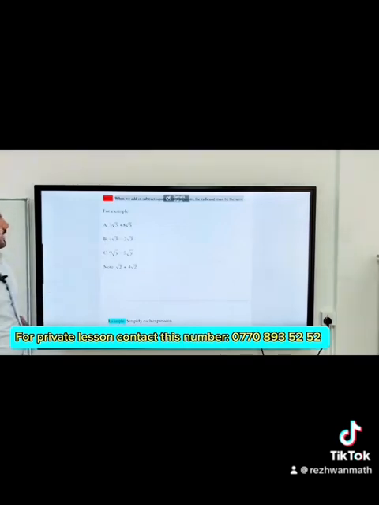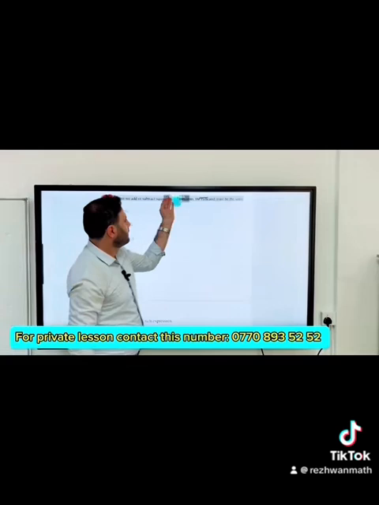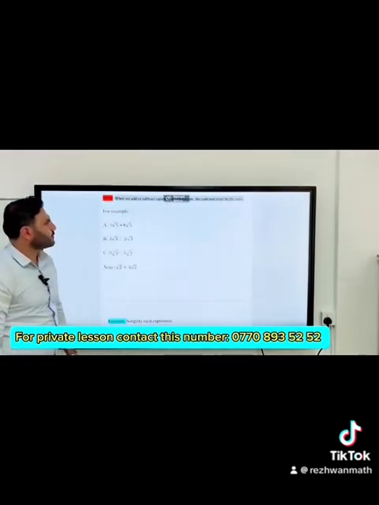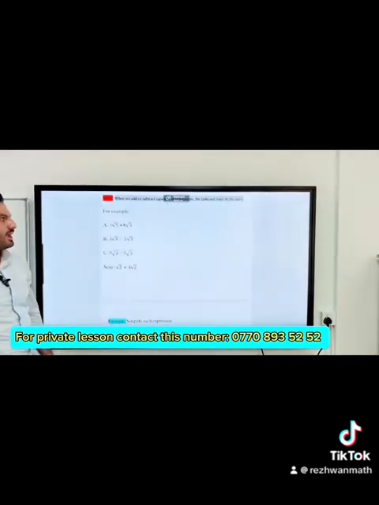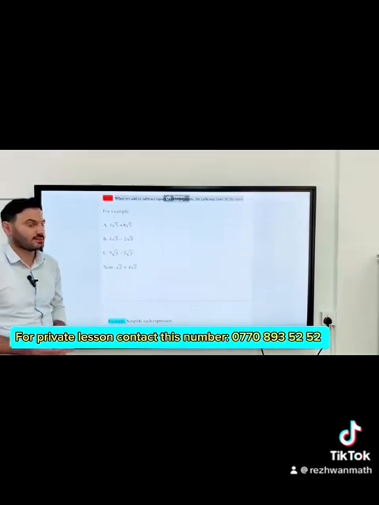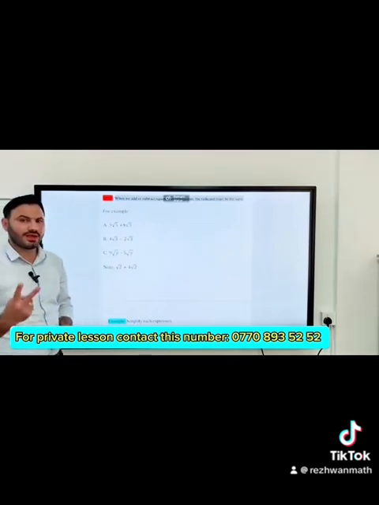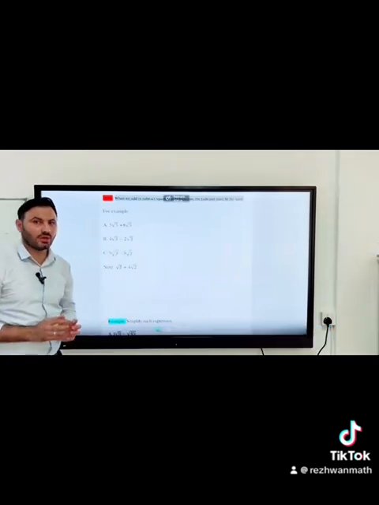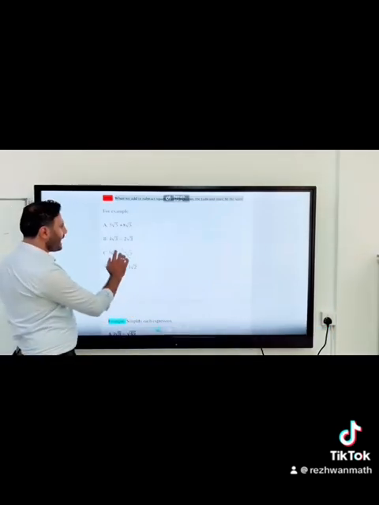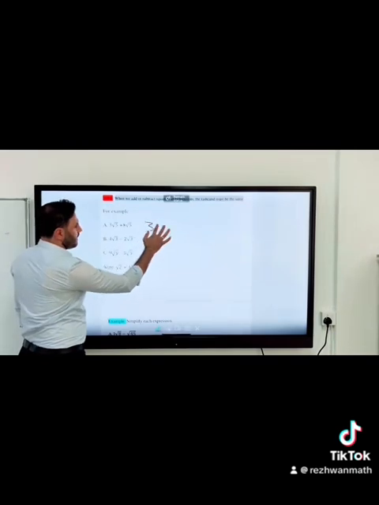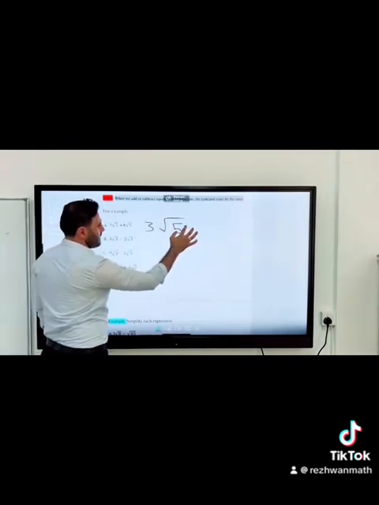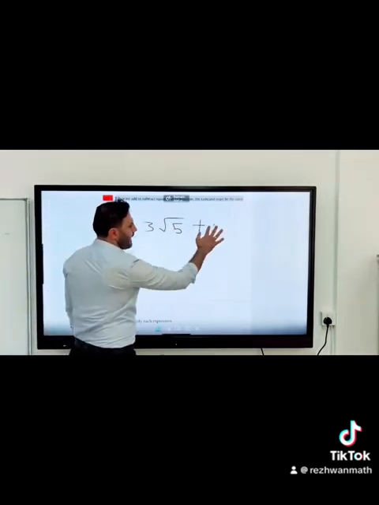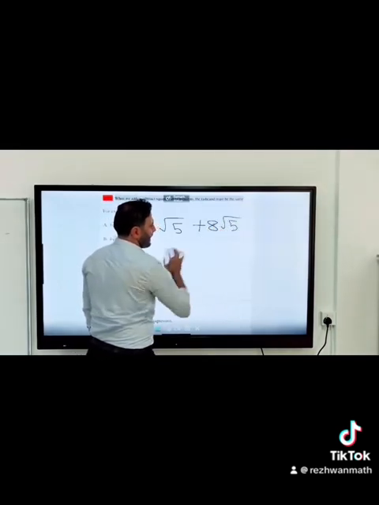Now, look at the note. When we add and subtract square root expressions, the radical must be the same. It says we can add and subtract the coefficients of two radicals if we have the same radical. For example, if you look at 3 square root 5 plus 8 square root 5.